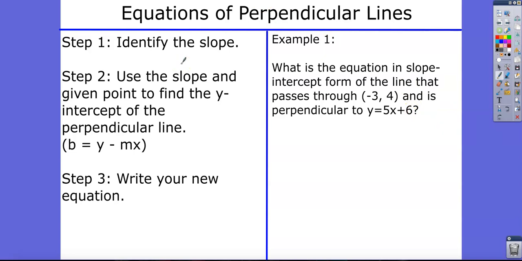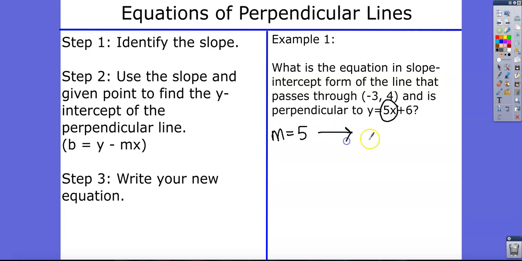All right, guys, so the first thing we're going to do anytime we're working with perpendicular lines is you have to identify the original slope. So this problem tells me what is the equation in slope-intercept form of the line that passes through (-3, 4) and is perpendicular to y = 5x + 6. So the original slope on this problem is 5 because the 5 is next to the x. So the original slope, m = 5.